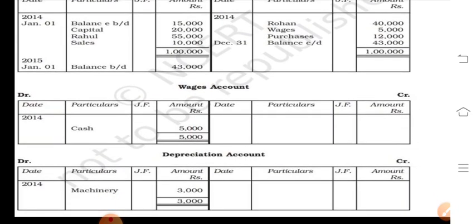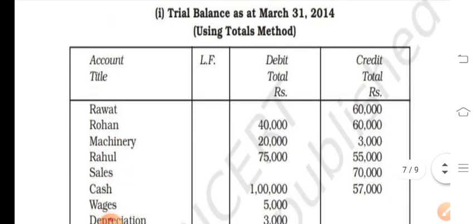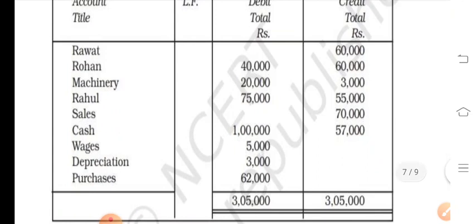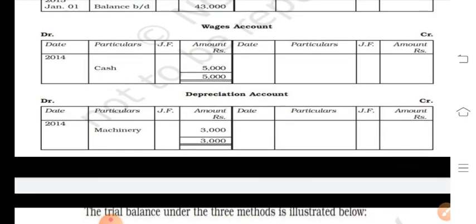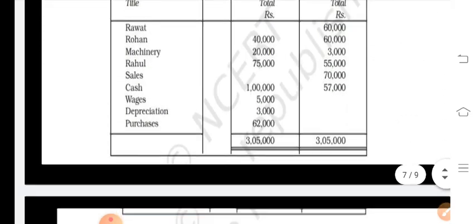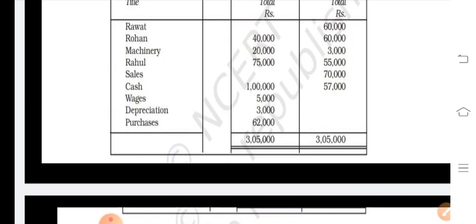5,000 at debit column, credit 0. So we'll write here wages 5,000 and debit and credit is nil. Depreciation, debit is 3,000 and credit is nil. So this way we'll prepare.